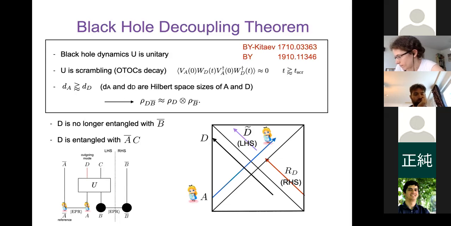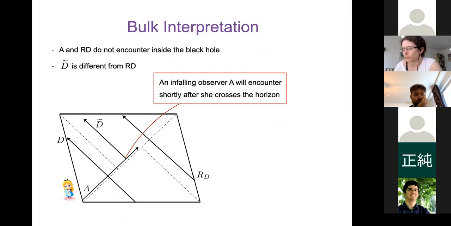Okay. Now we have two important clues. First, A and RD should not encounter each other inside the black hole if you think that the two sides are not coupled with each other. That's one thing. And the second thing is that this D tilde, a new partner mode, is different from the original mode.